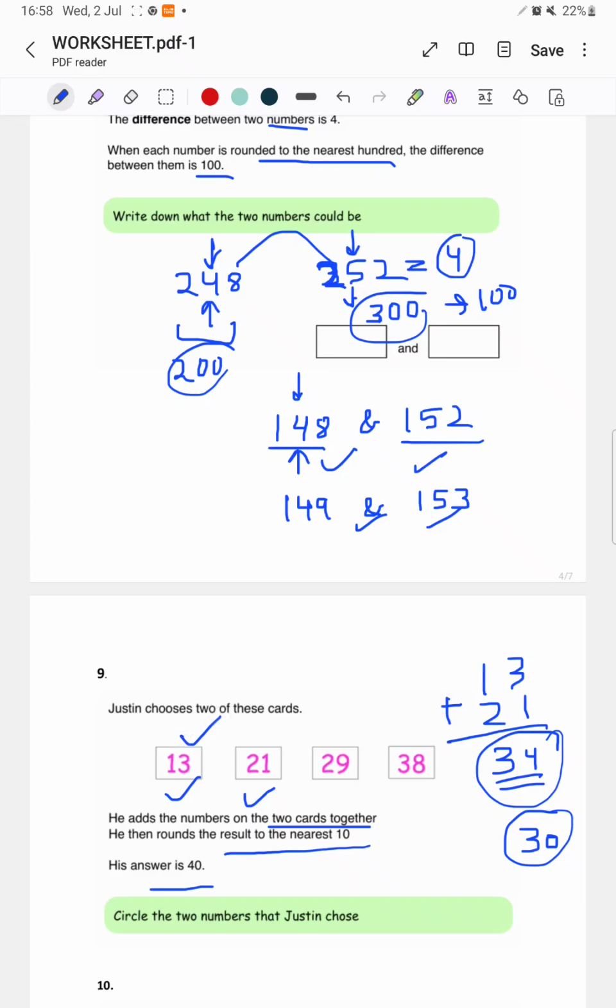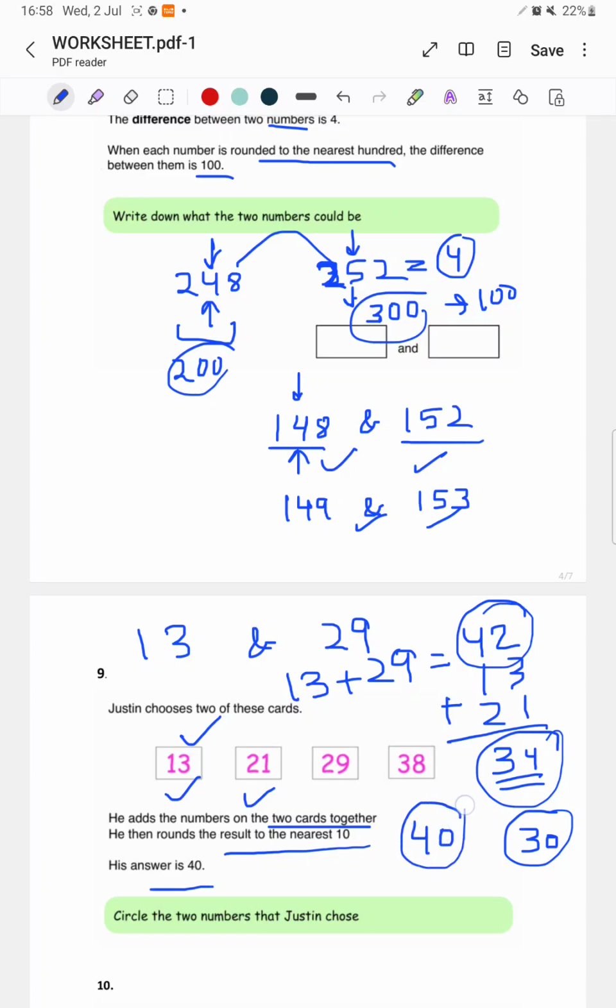So let's take 13 and 29. When I add these two numbers, 13 and 29, the answer comes out as 42. And when you round this 42 to the nearest tens, the answer will be 40. So this way the two cards I have to choose are 29 and 13.